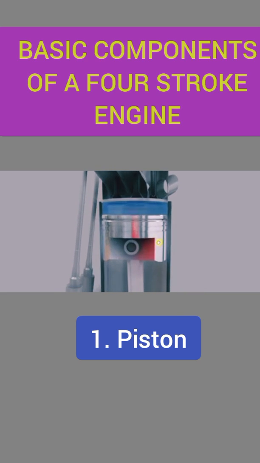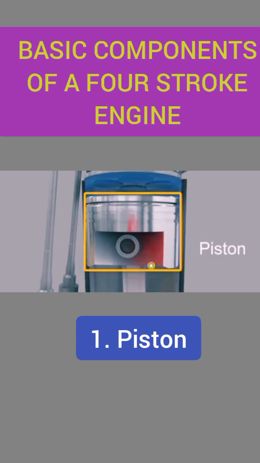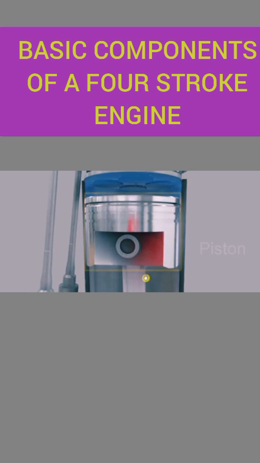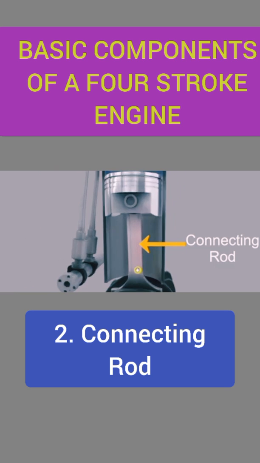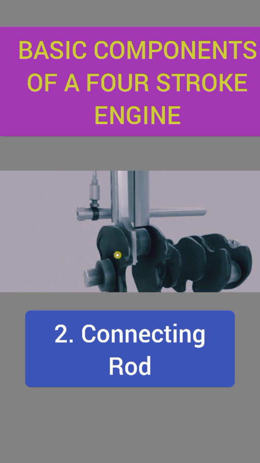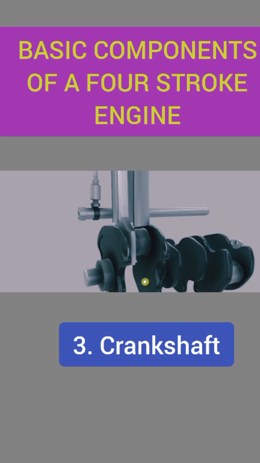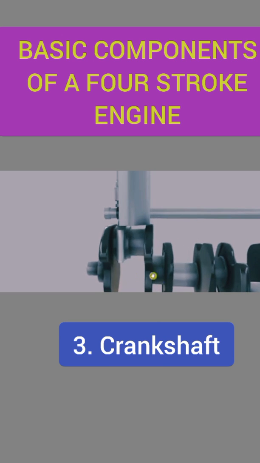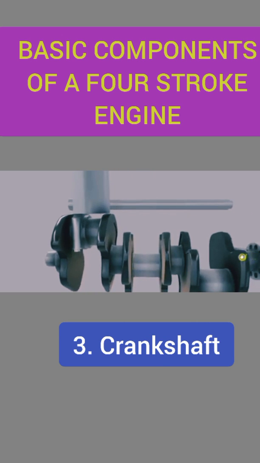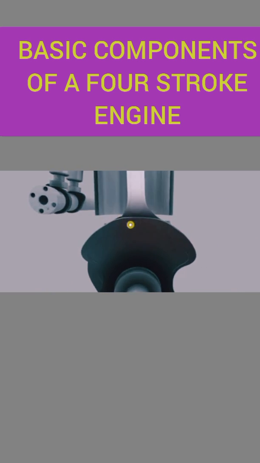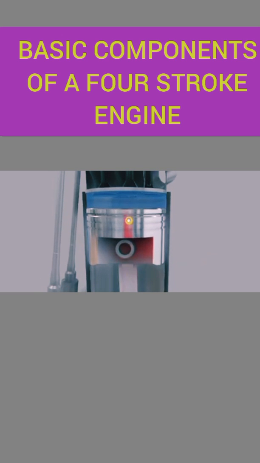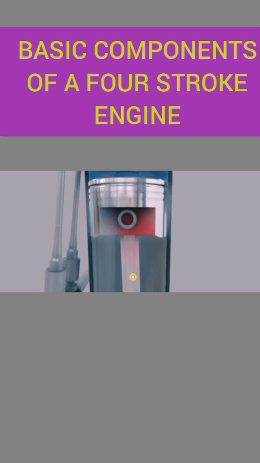The first component we'll talk about is the piston, which is connected to the connecting rod via the gudgeon pin. Then we have the connecting rod. The connecting rod connects the piston to the crankshaft. Then we have the crankshaft, which is connected to the connecting rod. You see, it has the crank webs, the crank pins, and the crank journals, which are finally connected together to make the component function effectively.